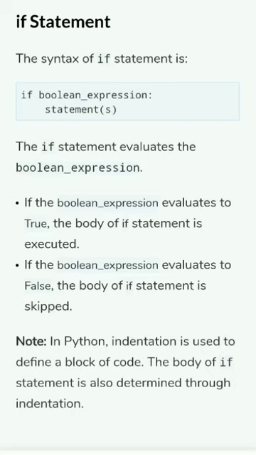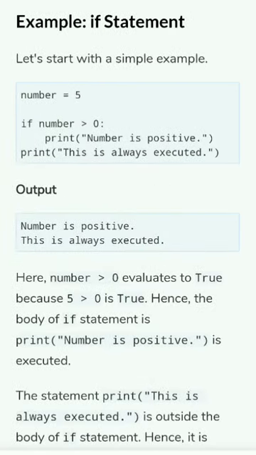In Python, indentation is used to define a block of code. The body of the if statement is also determined through indentation. Let's start with a simple example. Suppose we have a variable named number with a value of 5, and now we are going to check if this number is greater than 0 or not. So if number is greater than 0, print number is positive. Print this is always executed.